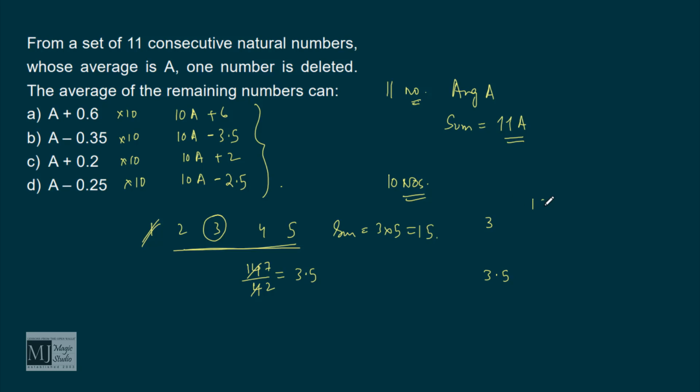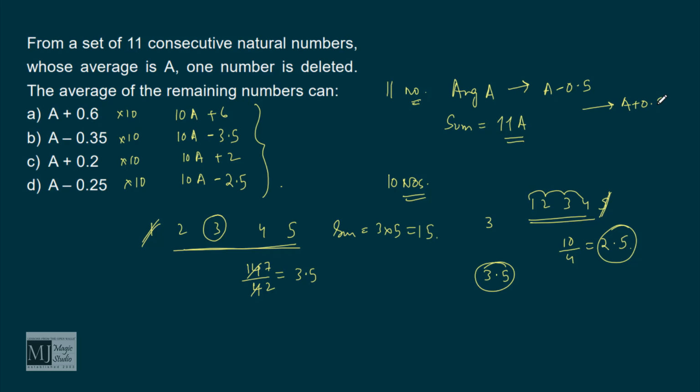Done. Now from 1, 2, 3, 4, 5, if I ask you to delete the largest number, that is 5, we would be left with 4 plus 3 is 7, and 3 more, 10. 10 by 4 is 2.5. You know what? This is true and applicable for any consecutive numbers. If we have n consecutive numbers and we delete one number from it, our average should lie within a plus minus 0.5 range. That means in this case also, if I delete one number, my average should lie between A minus 0.5 to A plus 0.5.